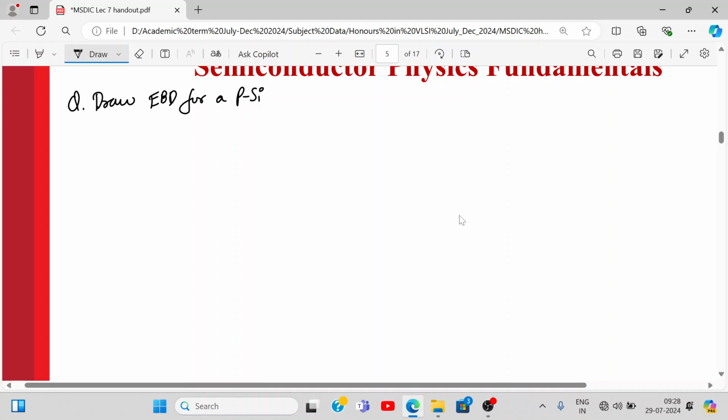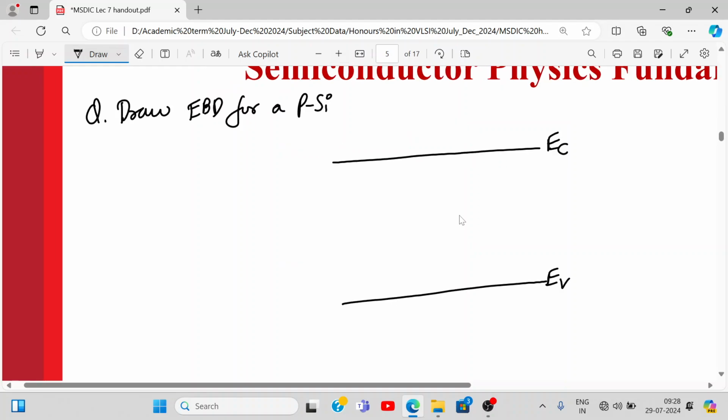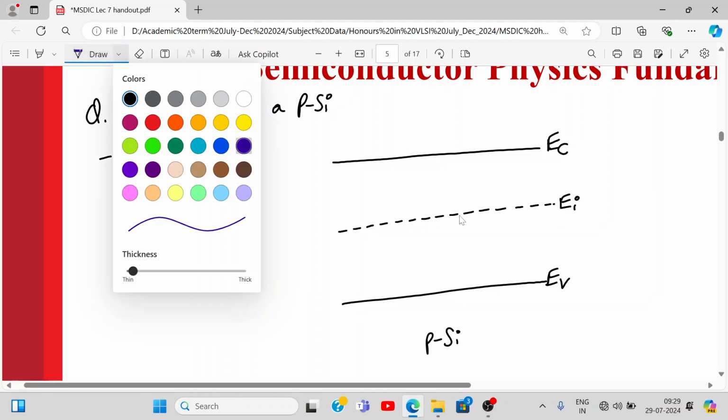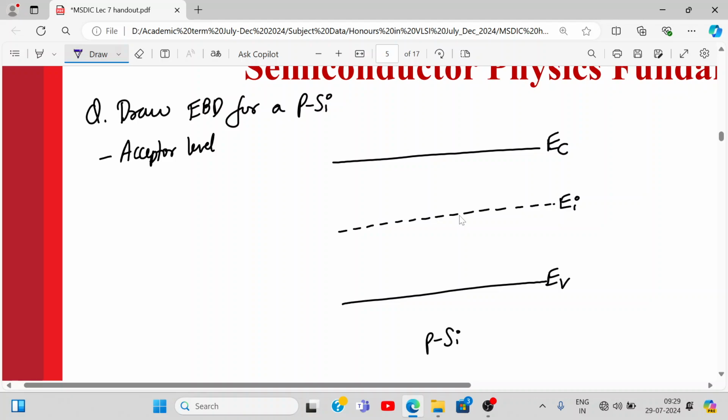So how will you start? First of all, you will draw the valence band and conduction band. Then at the center, the intrinsic level will be at the middle of the energy band gap. Now since it's p-type silicon, you will have an acceptor level, and the acceptor level is closer to the valence band, very much nearby. This is EA, the acceptor level.